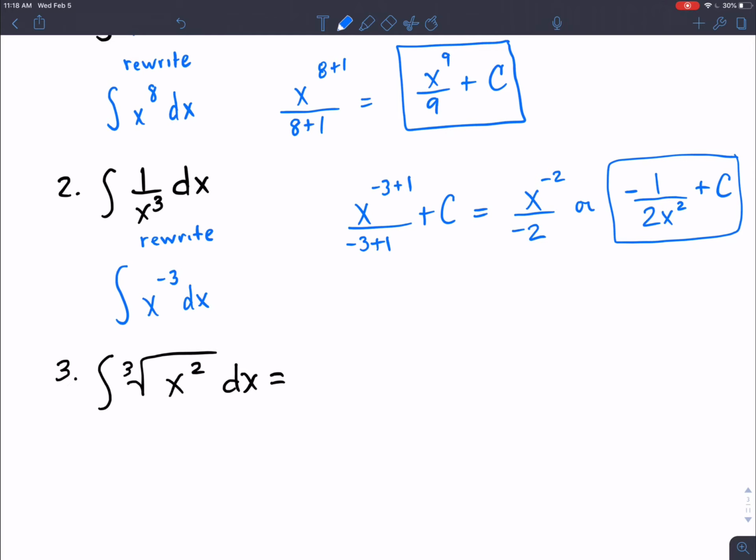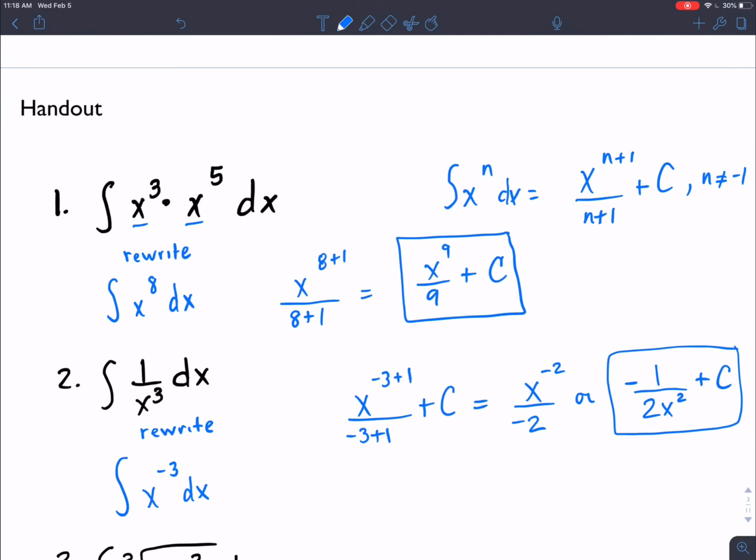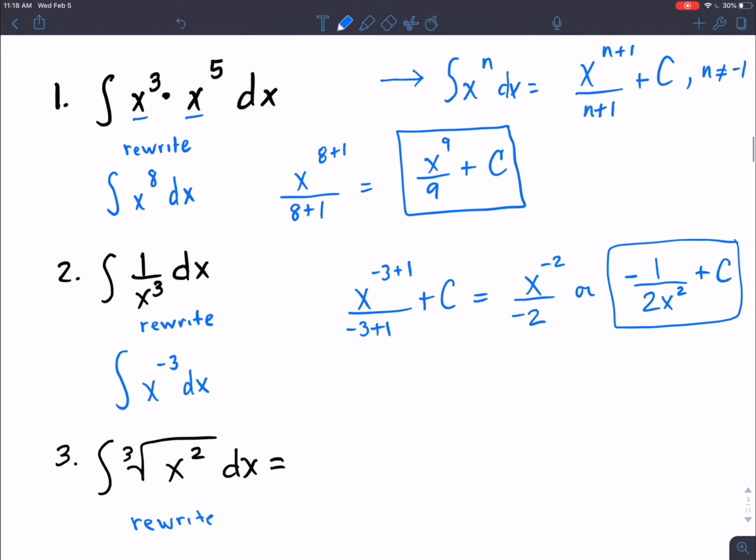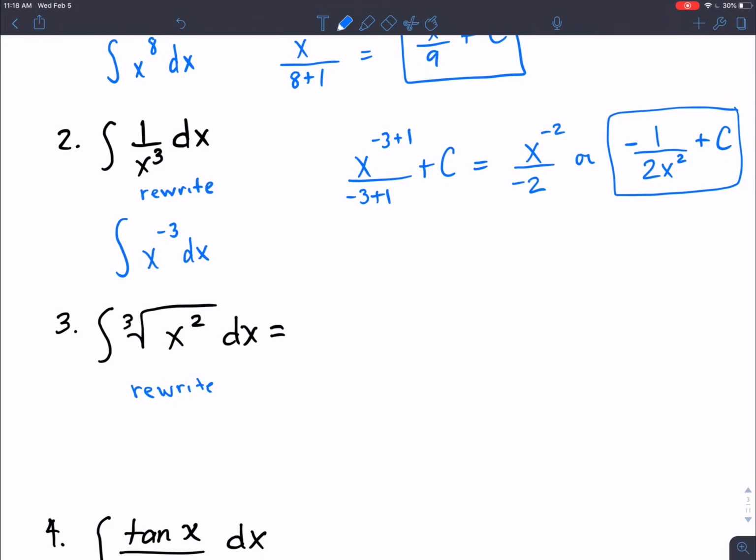We'll look at one more of these here. Let's rewrite this one as well. If you can rewrite using exponents, that's probably going to be your best option, because this particular integration rule is using an exponent. So if I rewrite this one, it's going to be x to the 2/3 power dx.